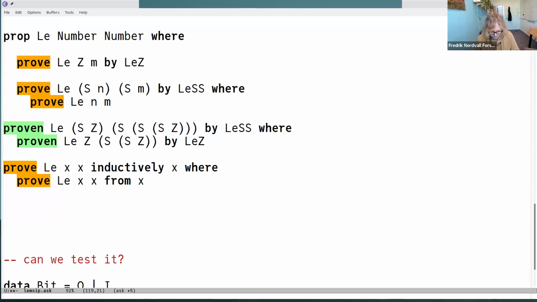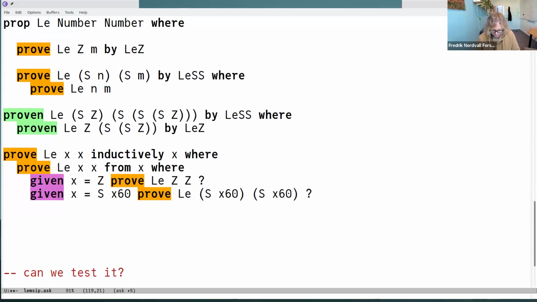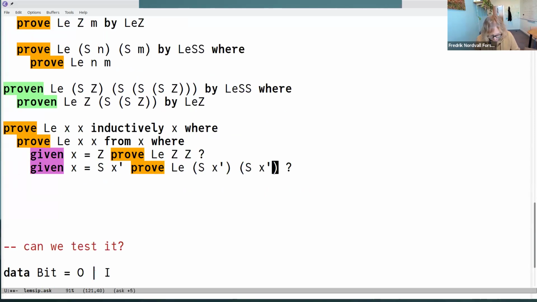Now I can do a from on x, and I get two cases. I get the 0 case, and I get the successor case, right? And in the successor case, I get these horrible variable names. I'm going to start by renaming these. So rather than x60, I'm going to call this x prime. And then, of course, you have to change all of the x60s. Okay, and then I try that again, just in case. Yeah, okay.